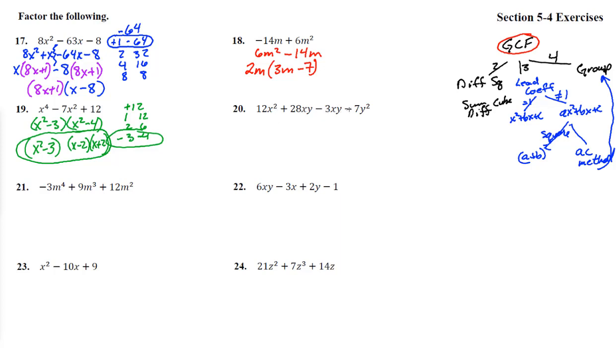A 3 could come out. Nope, these two aren't sharing anything. They're sharing a y, but that guy doesn't have a y. So no number, no x in this guy, no y in this guy, so no common term at all. So now we look at how many terms: 1, 2, 3, 4. Four means we're grouping. Chop this in half, and what can we pull out of the front? A 12 and a 28. We could pull a 2, or anything larger, a 4. Yeah, a 4 and an x, and we're left with 3x plus 7y.